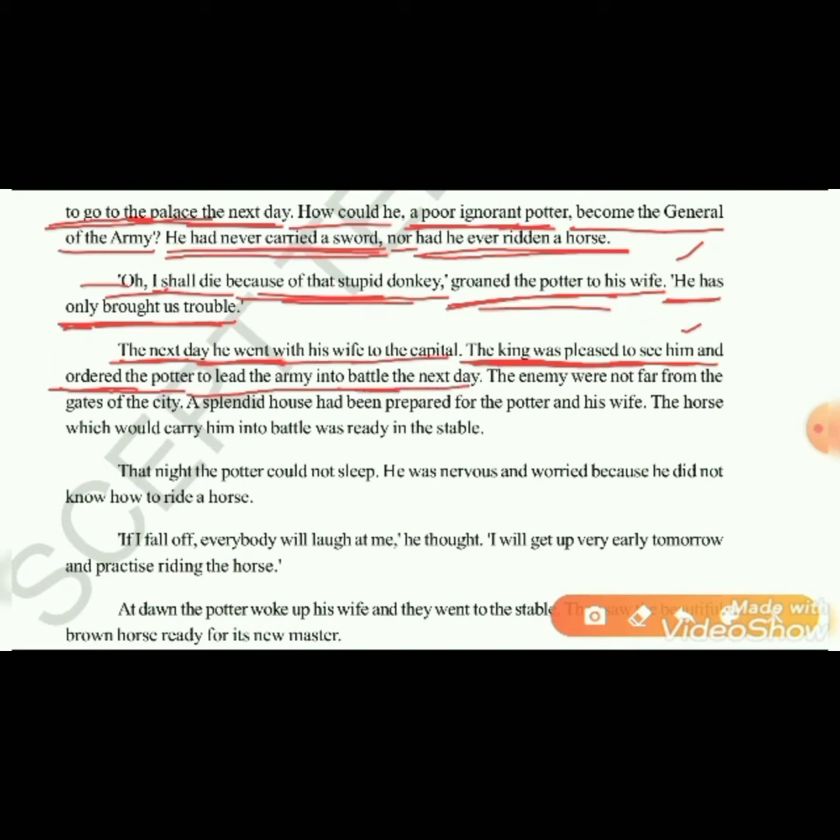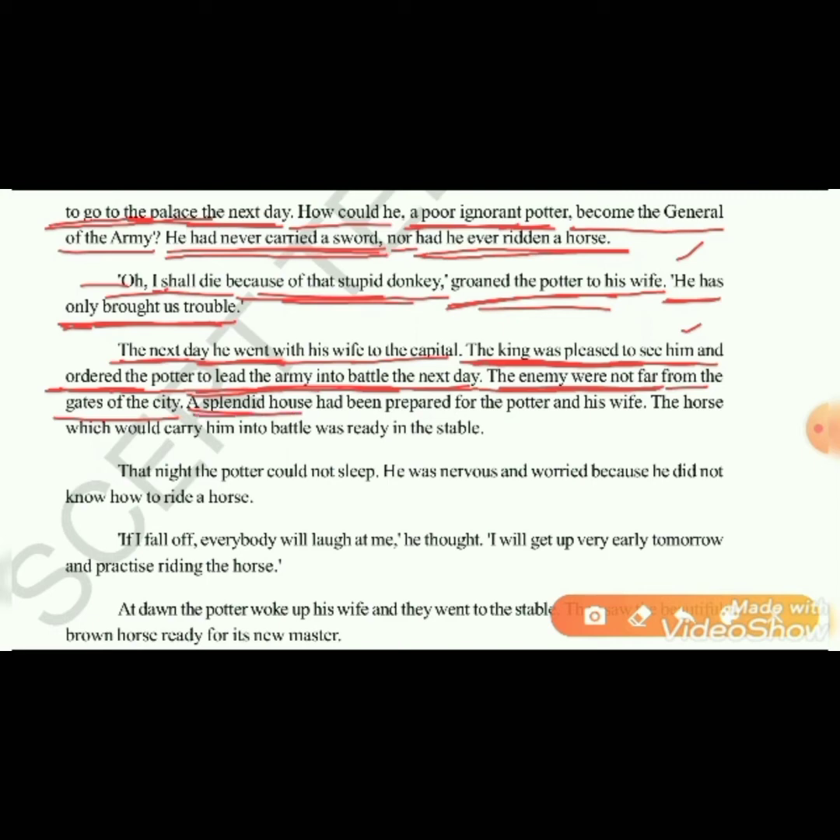The king was pleased to see him and ordered the potter to lead the army into battle the next day. He did not give him the time for training. No training with sword and horse, but next day go with our army to fight against the neighboring country, which is so powerful. The enemy were not far from the gates of the city. So, who was there near the gates of the palace? The enemy is waiting in ambush. He is ready to fight against the potter's country. So, the enemy is very close to our gate. So, get ready, next day you have to go for the war.